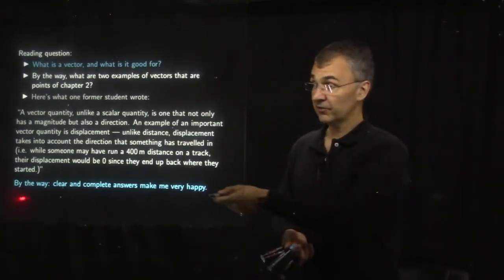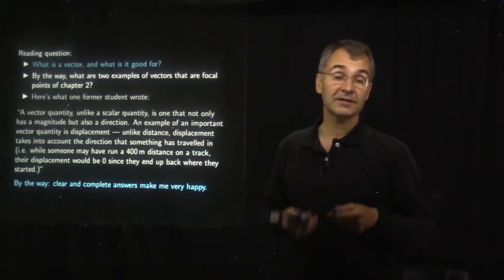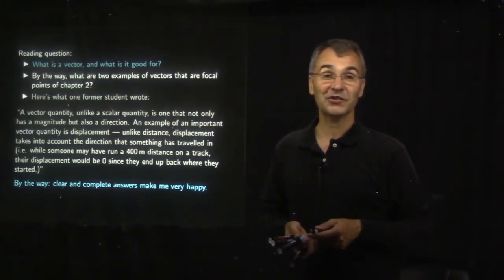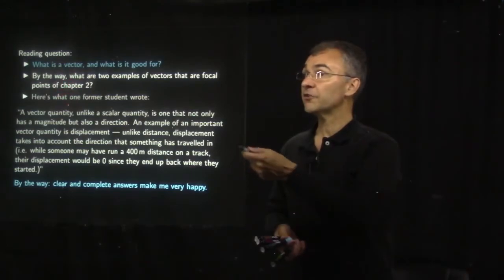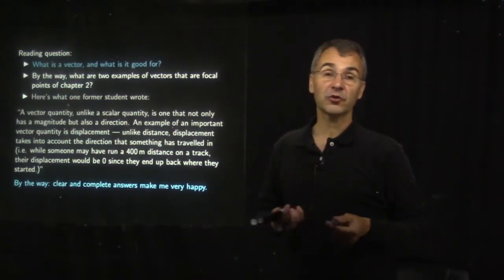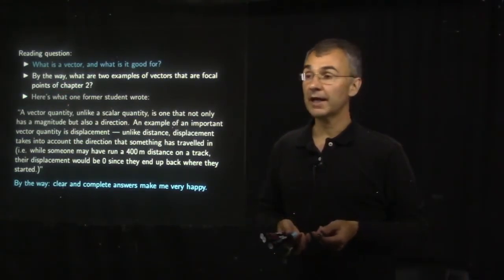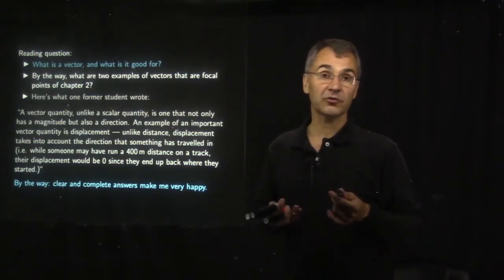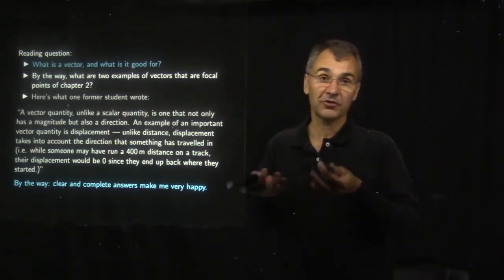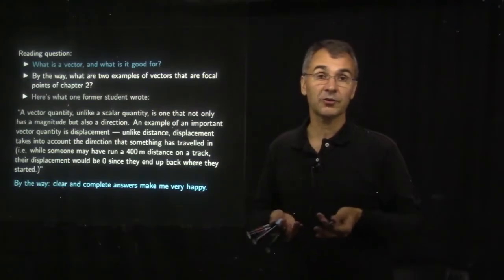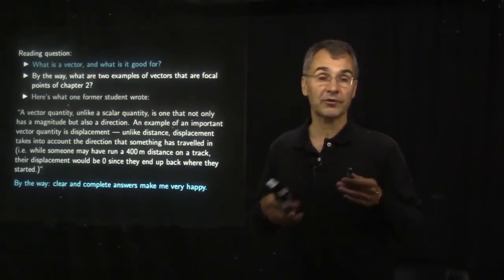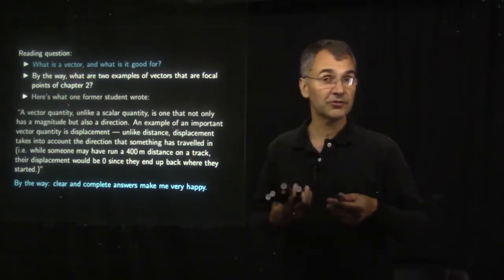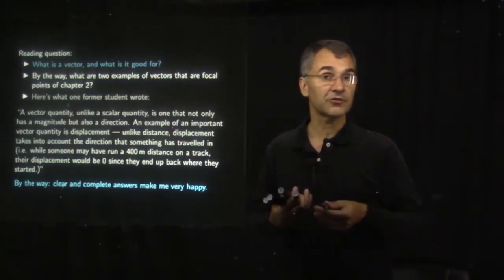By the way, this is a really clear and complete answer. Clear and complete answers to reading questions always impress me and make me happy. What are 2 examples of vectors that are focal points of chapter 2? Well, I would say displacement is one, or you could say position, but position or displacement, that's one. The other one is velocity. Velocity is a key topic of chapter 2. So I would say either position and velocity or displacement and velocity.